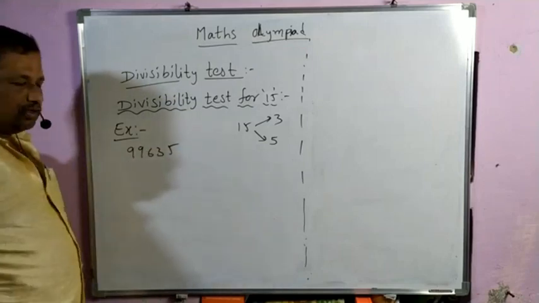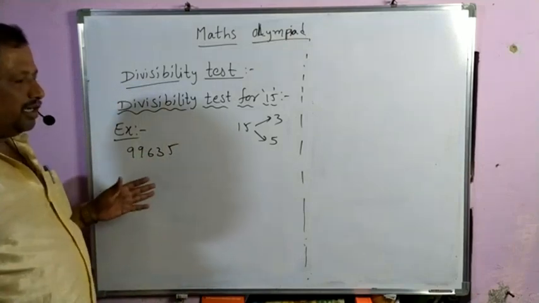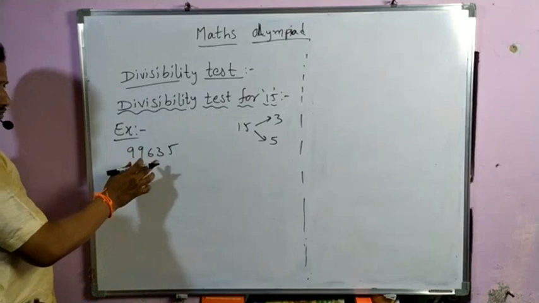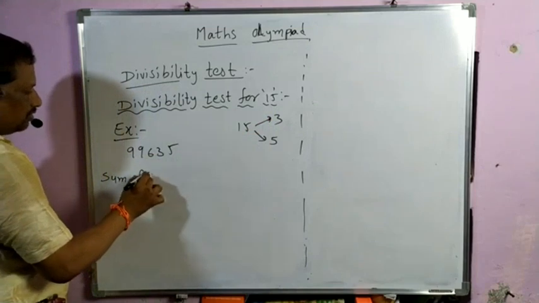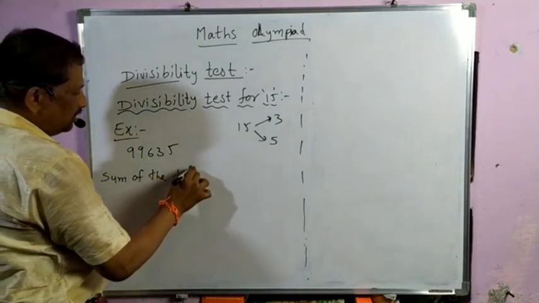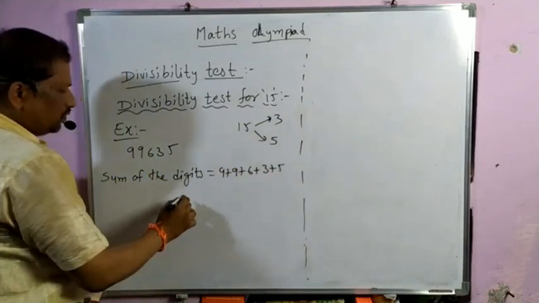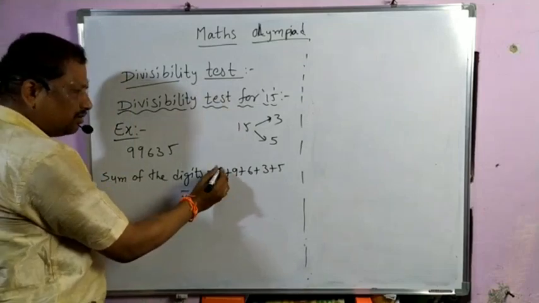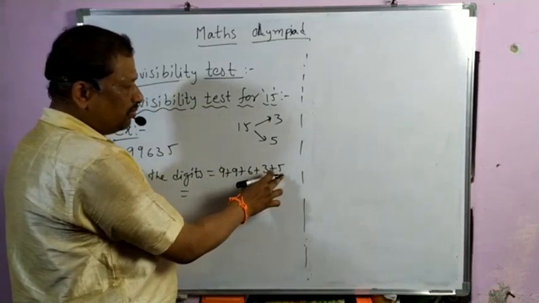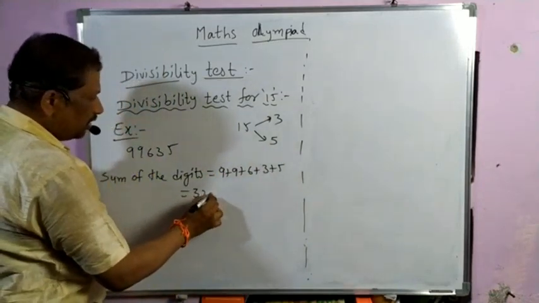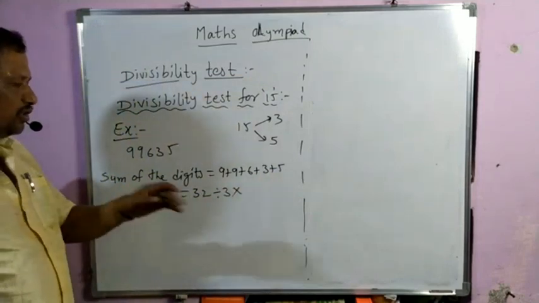Take 99635. First, the divisibility test for 3: if the sum of the digits is divisible by 3, then it is divisible by 3. The sum of the digits is 9 plus 9 plus 6 plus 3 plus 5. 9 plus 9 is 18, 18 plus 6 is 24, 24 plus 3 is 27, plus 5 is 32. Is 32 divisible by 3? No, it is not divisible by 3. 3 10s are 30, 2 is the remainder.